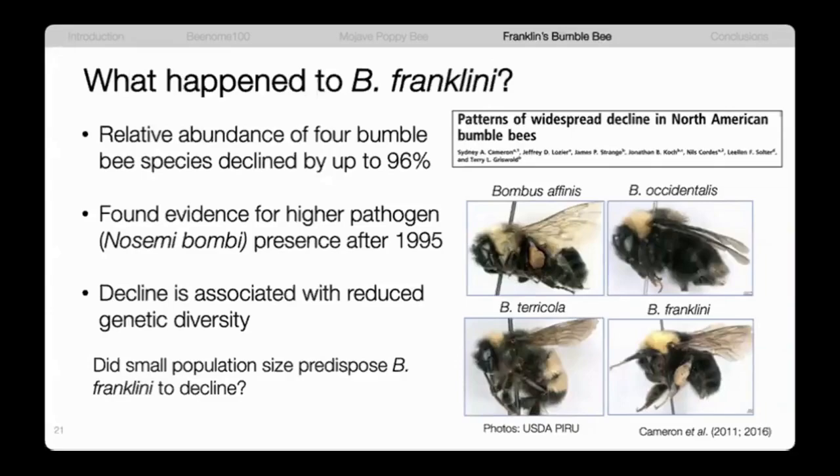So it's possible that the small population size of Bombus franklini and the small geographic range could have predisposed Bombus franklini to decline. Although in these previous studies, they were not able to obtain genetic samples to really explore the population genetics. And bumblebees may be more susceptible to inbreeding or low genetic diversity due to haplodiploidy and eusociality, leading to low effective population sizes.